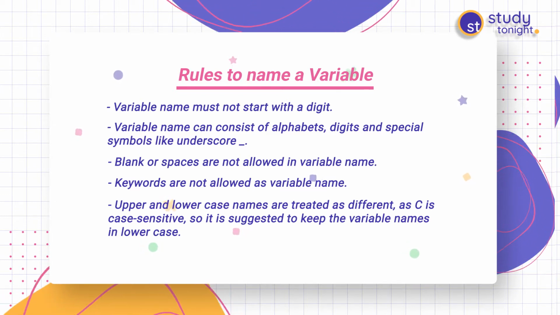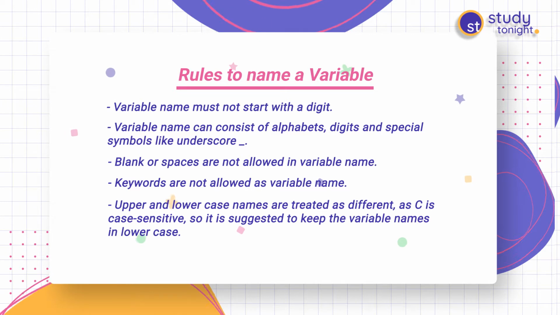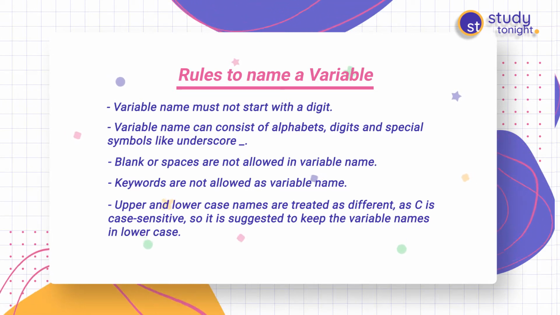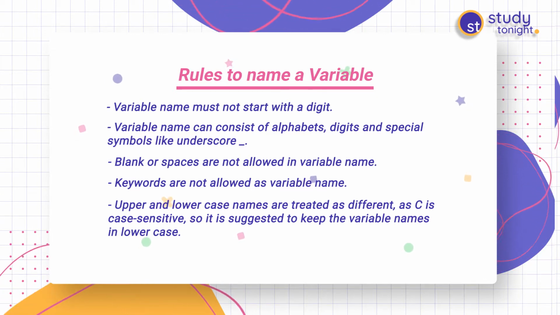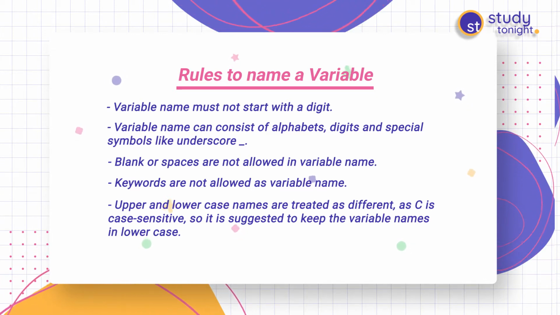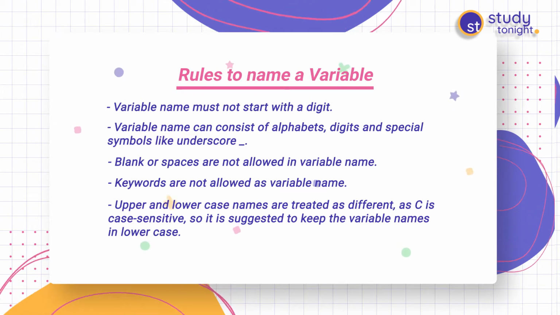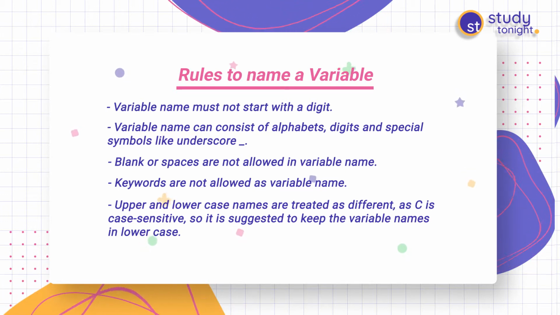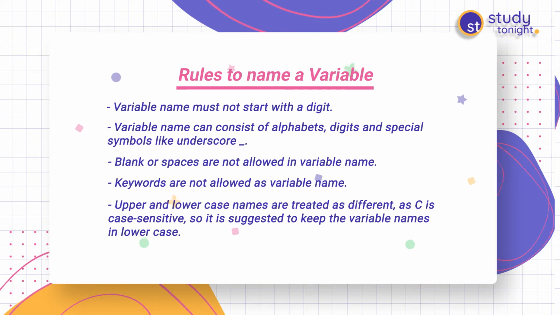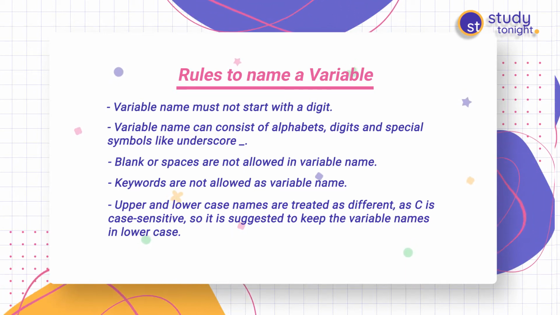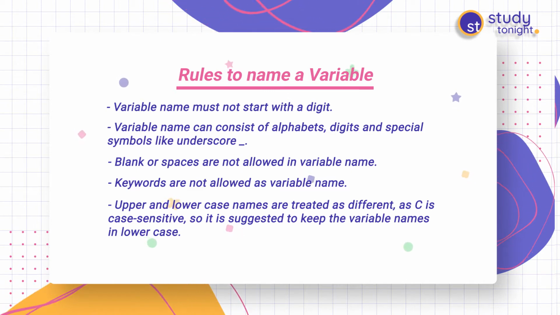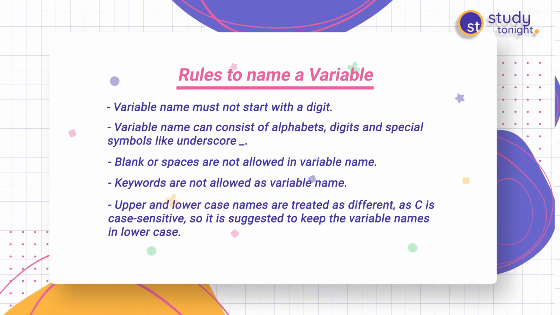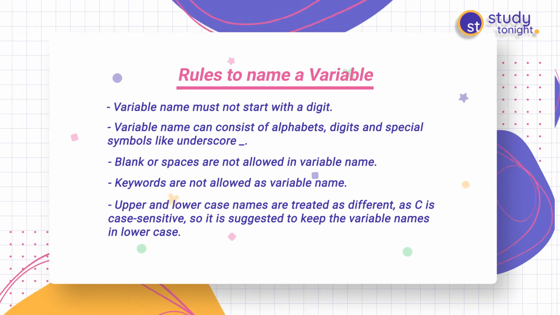It can consist of alphabets, digits and a special symbol like underscore, but no other special symbol except underscore can be used. Blanks or spaces are not allowed in a variable name. Keywords are not allowed as variable names because keywords are reserved words and we cannot give them to any variable. Now, upper and lower case names are treated as different as C is case sensitive. So it is suggested to keep the variable names in lower case.